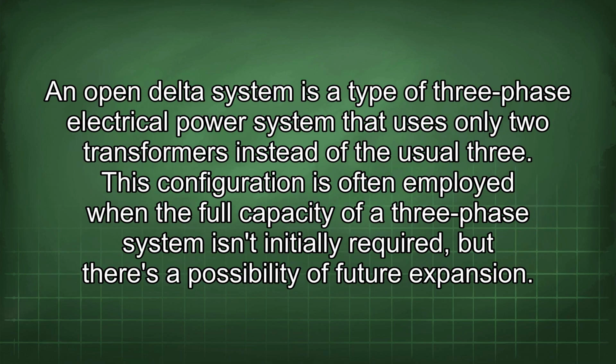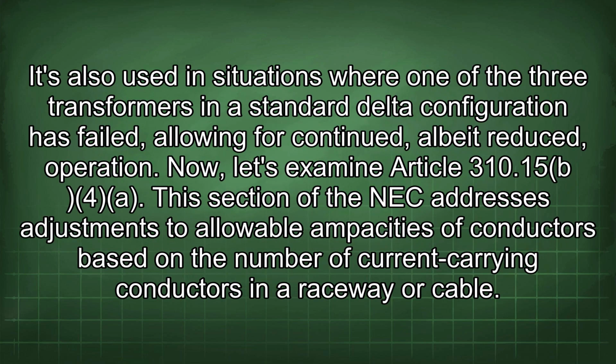An open delta system is a type of three-phase electrical power system that uses only two transformers instead of the usual three. This configuration is often employed when the full capacity of a three-phase system isn't initially required, but there's a possibility of future expansion. It's also used in situations where one of the three transformers in a standard delta configuration has failed, allowing for continued, albeit reduced, operation. Now, let's examine Article 310.15 B4.